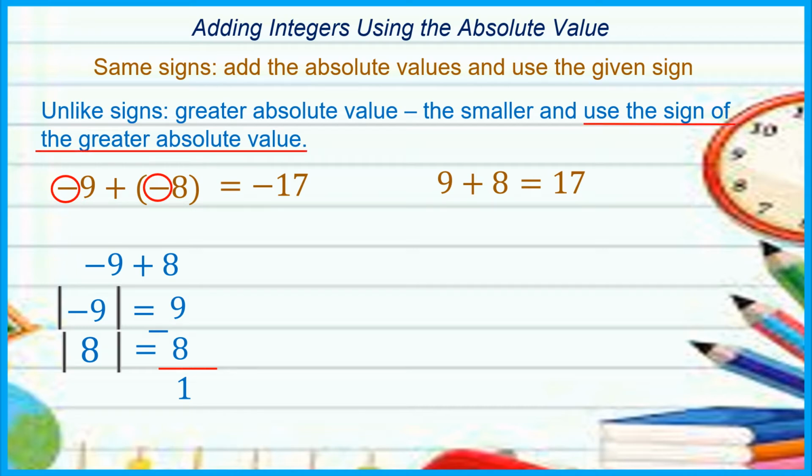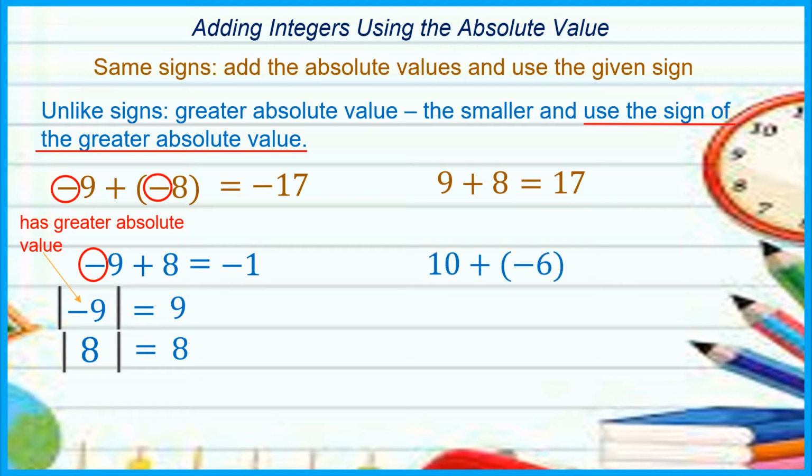Since negative 9 has the greater absolute value, we follow the sign of negative 9, which is the negative sign. So the final answer would be negative 1. So therefore, negative 9 plus 8 is equal to negative 1. Now let us have another one. Supposing we have 10 plus negative 6.